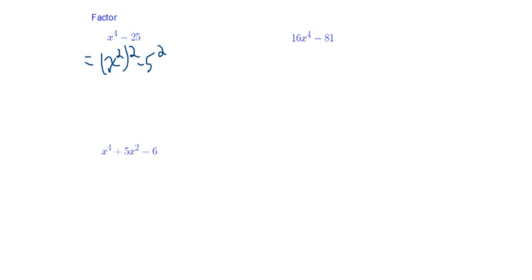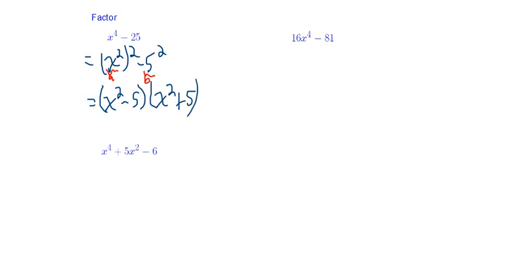Remember, we factor a difference of squares. We get a minus b if this is our a value and this is our b value. We get a minus b times a plus b. So this will become x squared minus 5 and x squared plus 5.